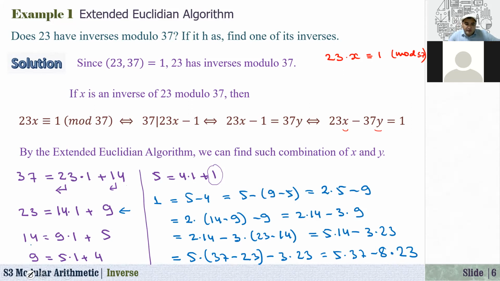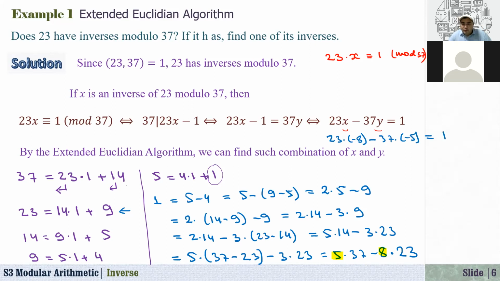Okay, so as you see here, in the last result we have 5 and here we have 8, right? So this is minus 8 times 23, and the 5 times 37, that's equal to 1. I can just write it here. So here we have 23 times, what is in front of 23? It is minus 8. And 37 times minus 5. On the right hand side, we have 1.